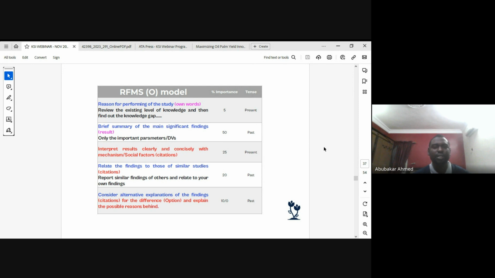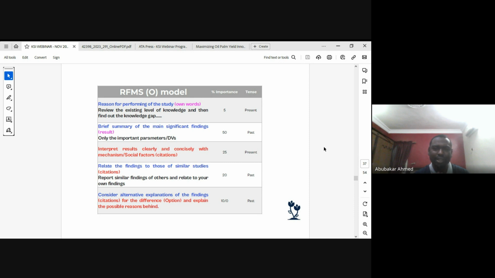So when writing such a result, you need to give a percentage importance, how you assign the importance of discussing that result. For example, for reason for performing this study, you cannot assign, say, 50%, but you assign a percentage importance depending on the context of your study. If you give it 100%, then you give it 5%, for example.